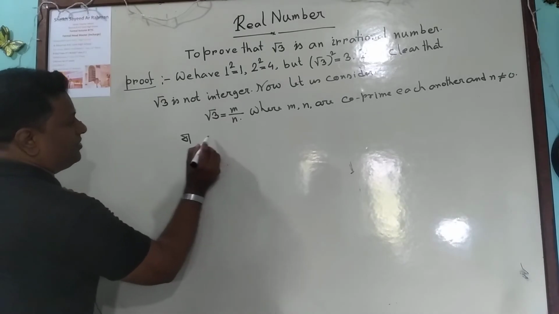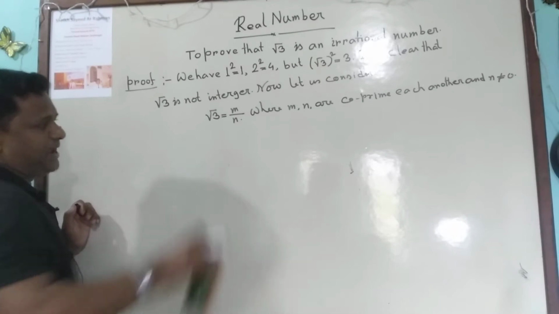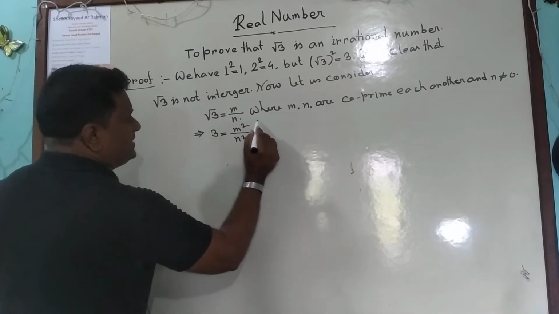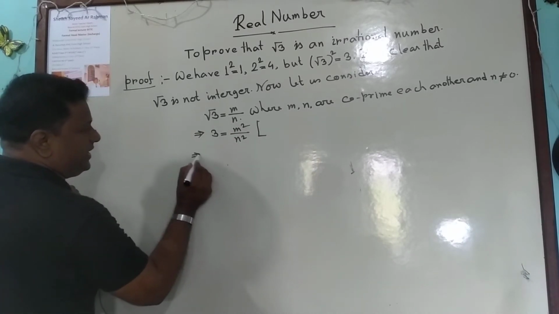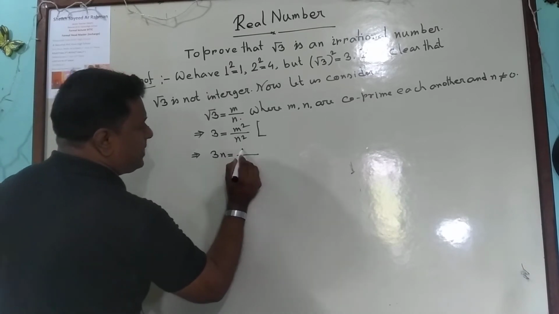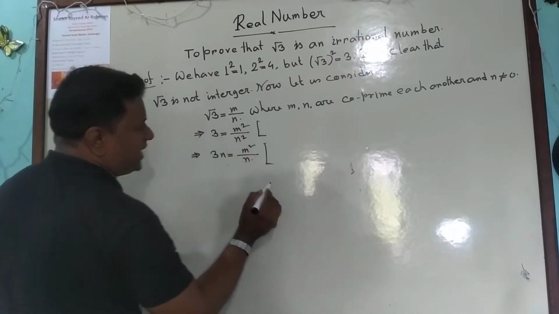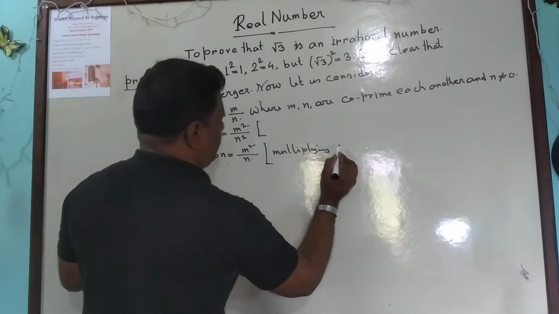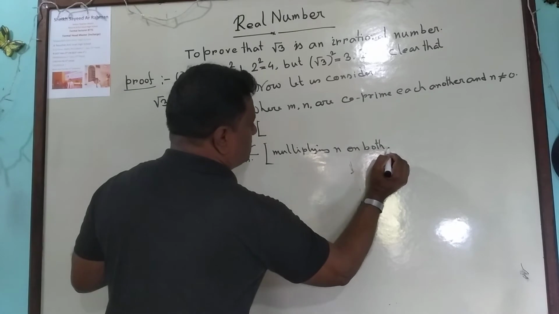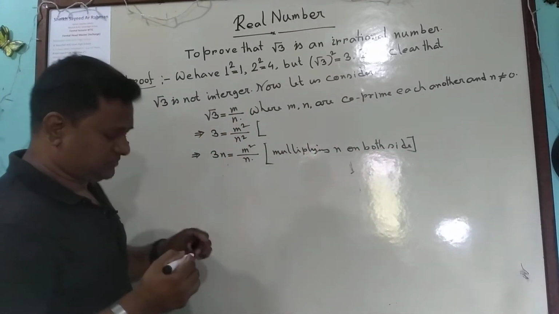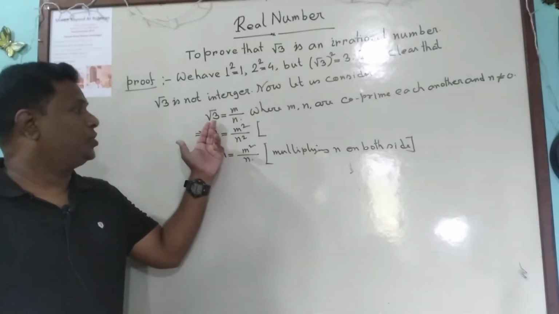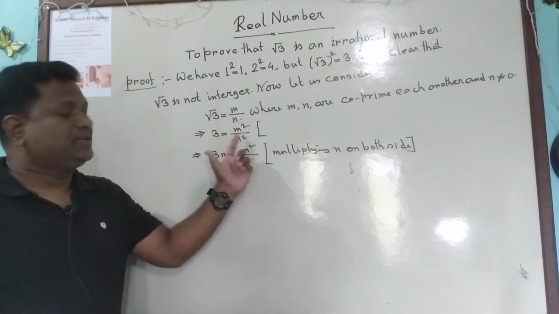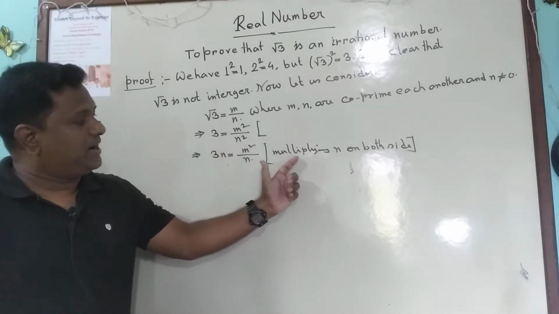Since root 3 is a fraction, we can write root 3 equals m by n, where m and n are co-prime to each other and n is not equal to 0. Now squaring both sides, we have 3 equals m square by n square. Multiplying n on both sides, 3n equals m square by n.